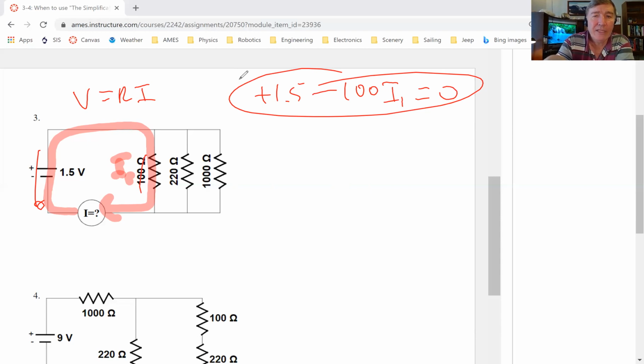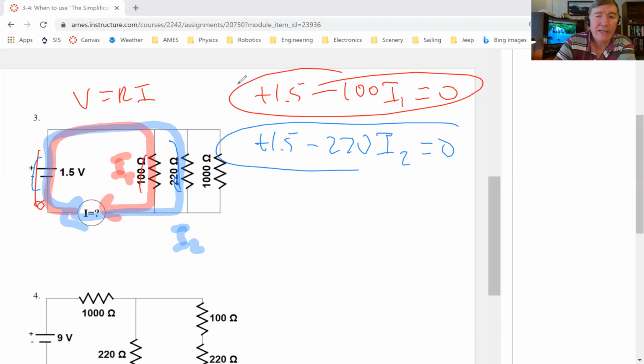So now what we need to do is go around the loop, but let me do it in the fatter pen here. Okay, so now we're going to go around the loop, but this time we're going to go around this way. And that will allow us to know what is I2. All right, so when we do that, when we cross over that battery, we have plus 1.5. And when we cross over this resistor, we get minus 220 times I2 equals 0. Okay, great. But I2 isn't what we really want.